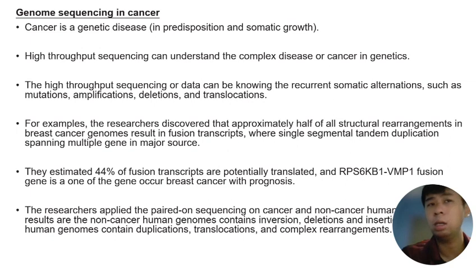The researchers also used paired-end sequencing on cancer, and they can observe non-cancer humans compared with cancer patients. In the non-cancer human body, they will find inversion, deletion, and insertion in the genes. Then in humans who have cancer, they can observe duplication, translocation, and some complete rearrangement of the gene.